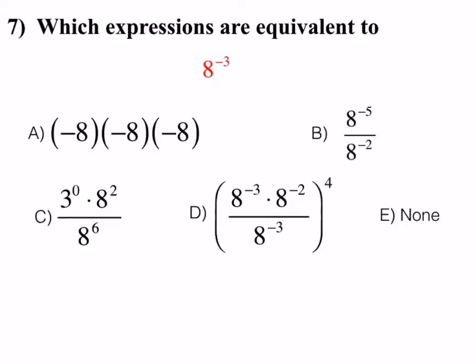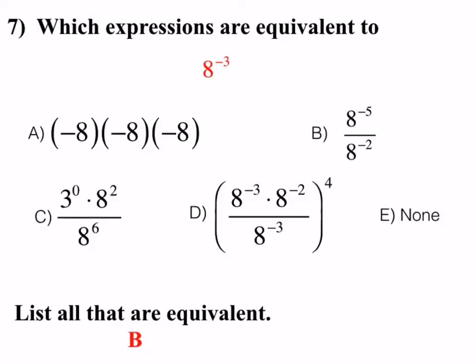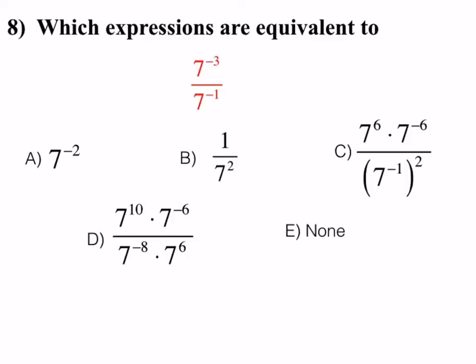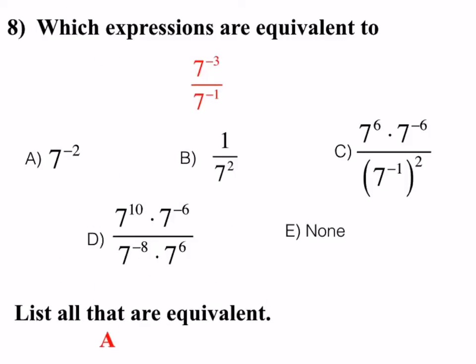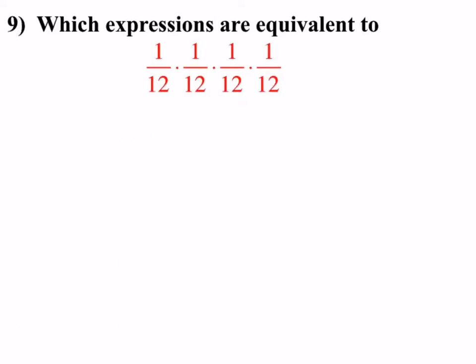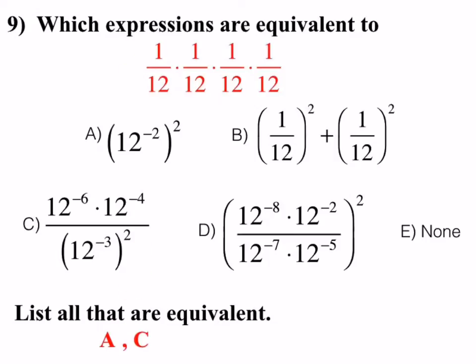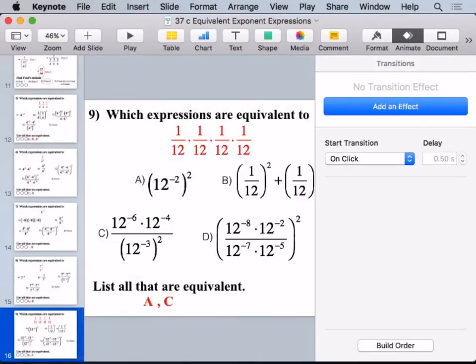Number 7, which of those are equivalent to 8 to the negative 3? B is, if you simplified that, and that is the only one. Number 8, same idea. Which are equivalent? A is, B is, and that is it. And number 9, which are equivalent to 1/12 times 1/12 times 1/12 times 1/12? A is, C is, and that is it. And we are finished.